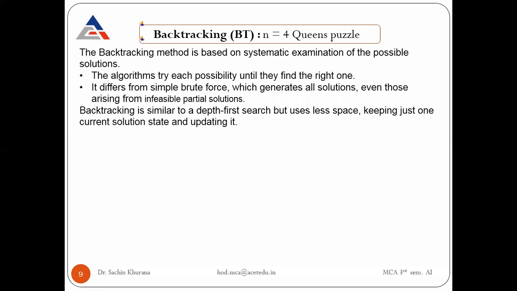The algorithm tries each possibility until it finds the right one. So whatever possibilities there are to place a queen at a particular location on a 4x4 board, it tries to find out, and whichever it considers right, it keeps the queen at that very square only. It differs from simple brute force, which generates all solutions, even those arising from infeasible partial solutions.